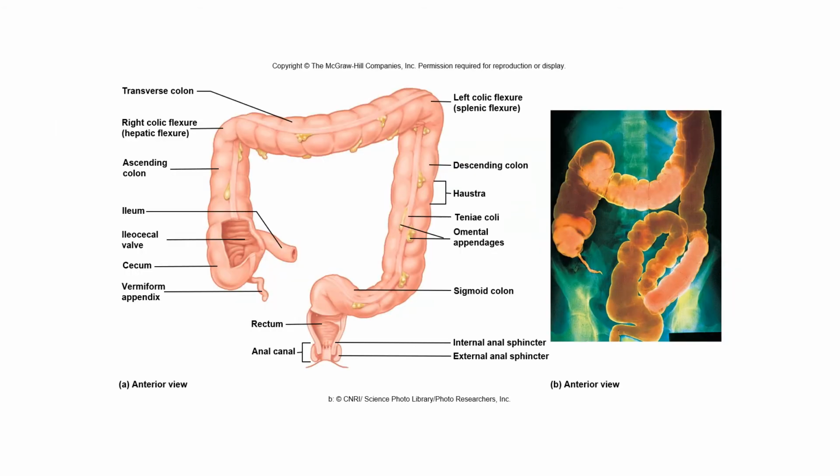The large portion of the GI tract is the colon or large intestine. The first part of the colon is connected to the last part of the small intestine, which is the ileum. So the ileum empties its contents onto the cecum, which is the first part of the large intestine.